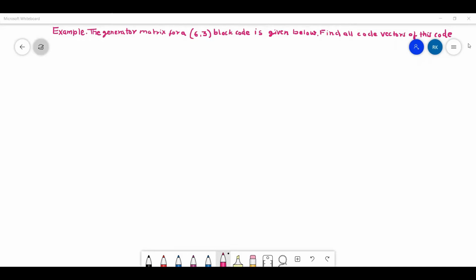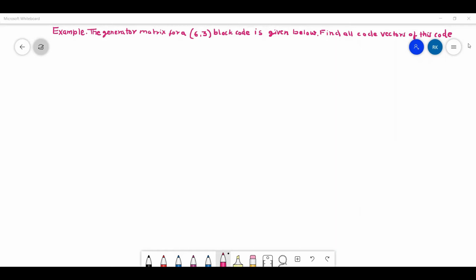Good morning, everyone. Today we are going to do a numerical on our block codes. The statement goes like this. The generator matrix for a 6-3 block code is given below. Find all code vectors of this code.